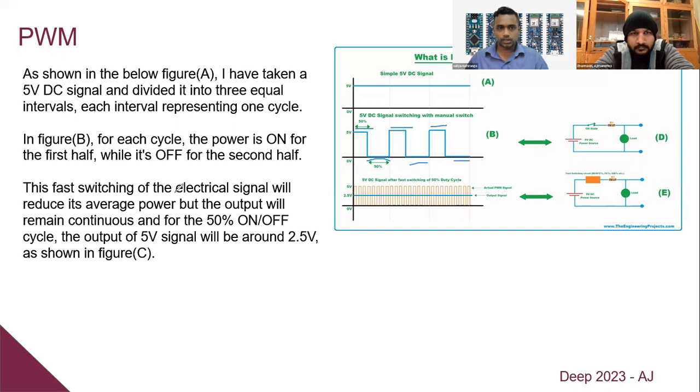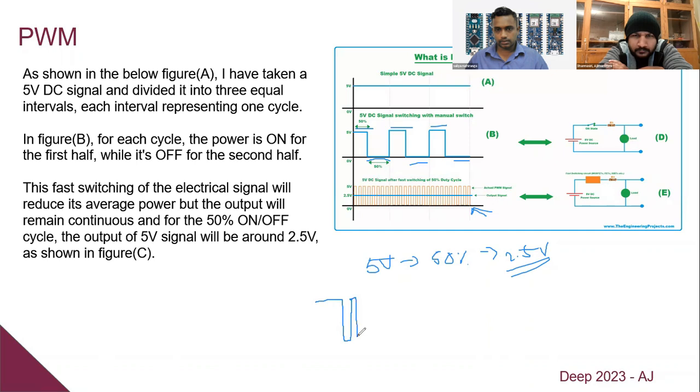This fast switching of the electrical signal will reduce its average power, but the output will remain continuous. For a 50% on-off cycle, the output of a 5-volt signal will be around 2.5 volts, as shown in figure C. If we have a 5-volt signal and we apply a 50% duty cycle, it will give us 2.5 volt output, like so.